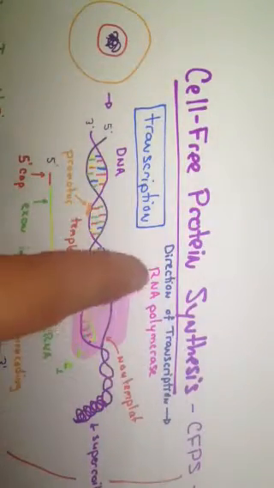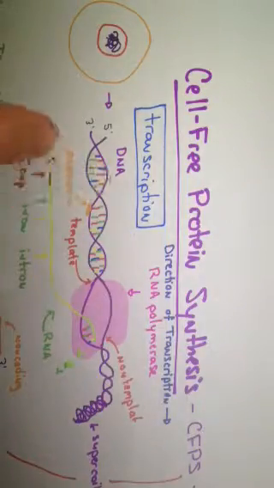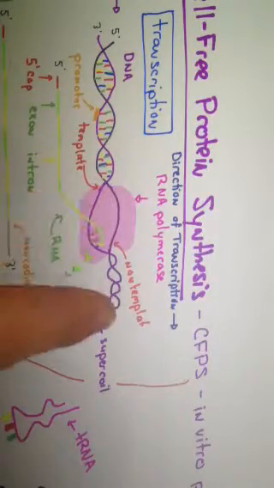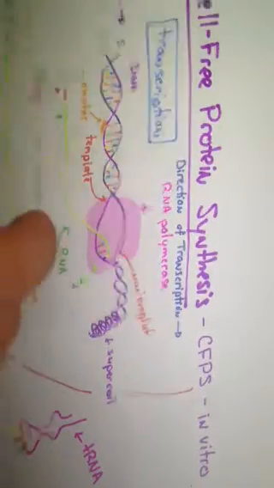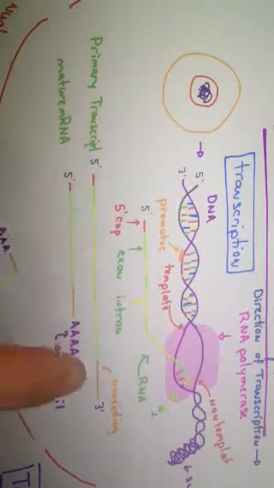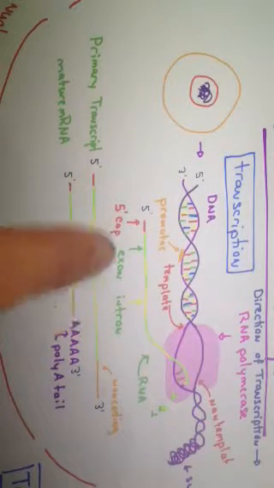What happens is RNA polymerase comes in, binds to a promoter, and starts to make an RNA strand. As soon as this RNA polymerase hits a stop codon, it releases the RNA into the nucleus and creates a primary transcript. So it has a 5' end and a 3' end and a bunch of exons and introns.